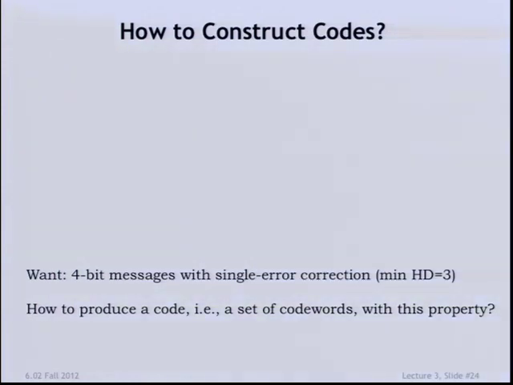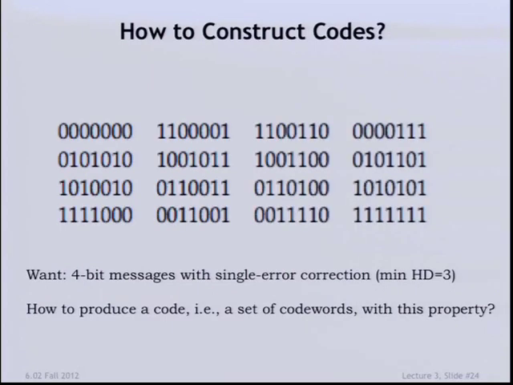Now, how do you build codes which have desired characteristics? So for instance, suppose you want to send 4-bit messages, so k equals 4. You want to have single error correction, so that means you want this kind of a picture here. You need Hamming distance 3 at least. How will you produce a code? All right, so this is not an obvious thing at all.